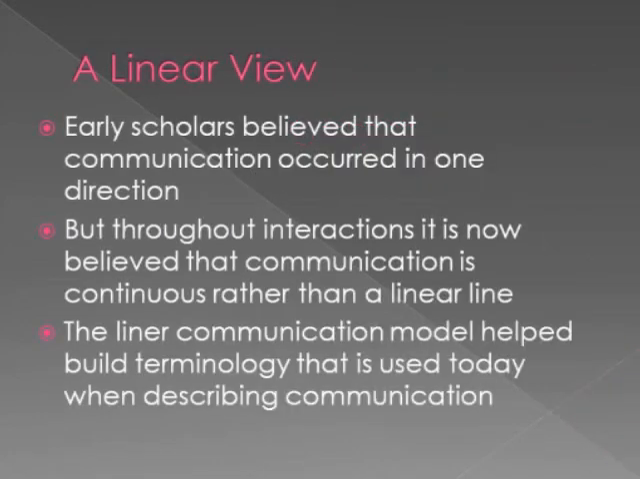What actually happens when people interact with one another? When first studying interpersonal communication, researchers believed that the process was a one-way system. This described communication as a back and forth mode. This model was called the linear model, as they believed communication was like a line. But now it is believed that communication is continuous rather than linear. The linear model helped build communication as we know it today.